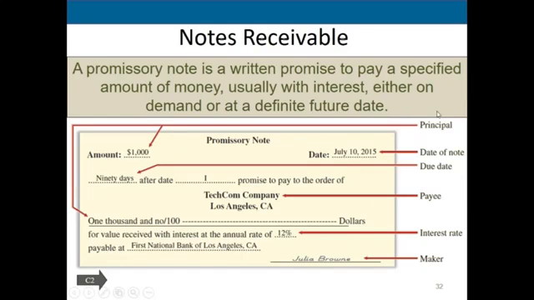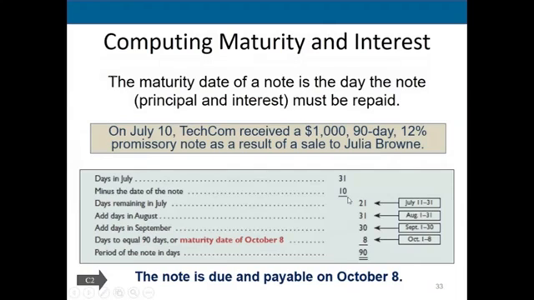All of these elements are supposed to be explicitly stated in a promissory note because this is a legal document. And in order to make it an enforceable legal document, you must have all of these elements. How do we compute when a note comes due? That's first. And then we'll talk about the interest in a second. But how do we compute when the note comes due?